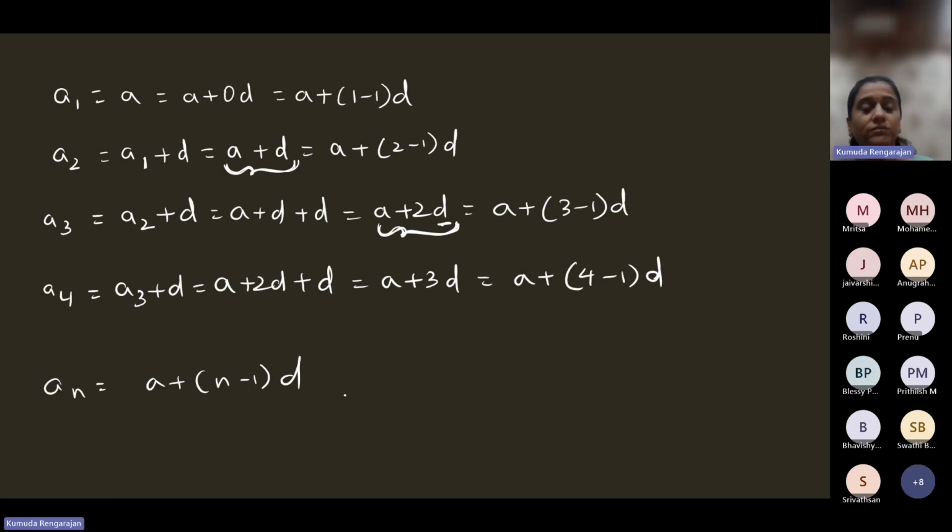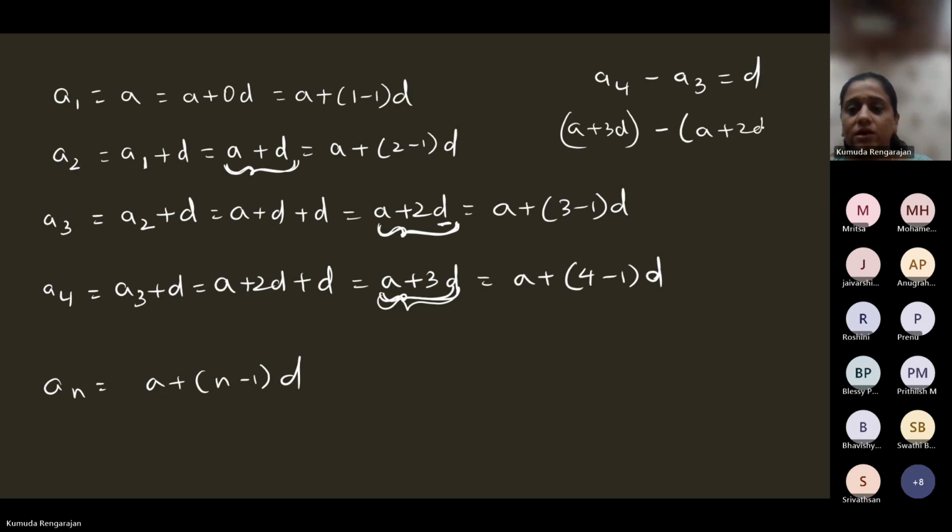And I told you this also, like why we are adding D. See, this is the fourth term, right? A4. Let's find A4 minus A3. We should get D. When you find the difference between any term and its preceding term, you must get D as the answer. Let's do that. So what is A4? A plus 3D, minus A3, which is A plus 2D. A plus 3D minus A minus 2D. So A minus A cancels, 3D minus 2D is D. So the common difference is D.